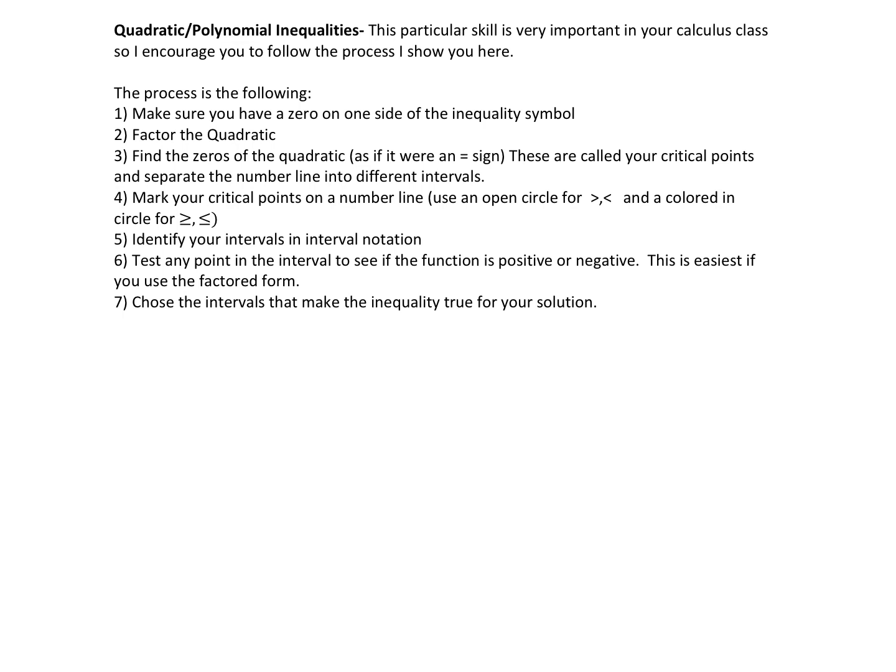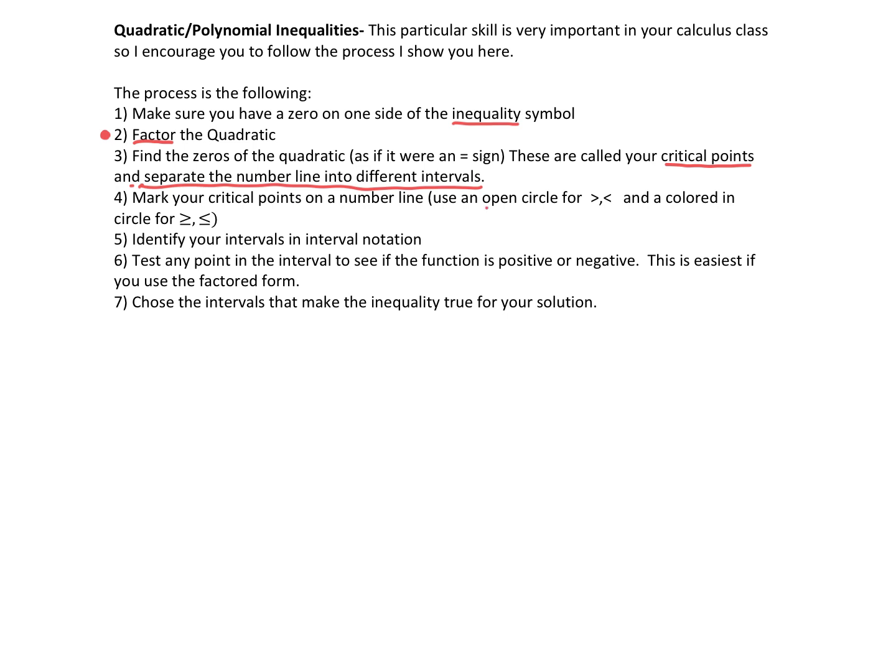First of all, we're going to make sure that we have a 0 on one side of the inequality symbol. If it's a quadratic or even a polynomial, we're going to factor. We're going to find the zeros using the zero product rule as if it were an equal sign. Even though it's an inequality, we're going to pretend it's an equal sign. Those are called our critical points, and they'll separate our number line into different intervals. We're going to mark our critical points on the number line.